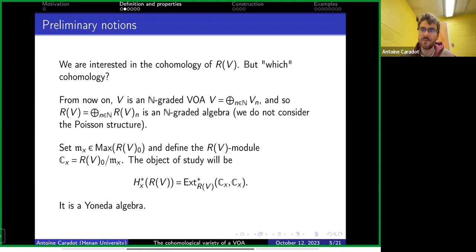Yes, it is the quotient of V sub 0. For example, if V is of a certain type, in this case the 0 homogeneous vector space is just spanned by the vacuum. In that case, you just have a one-dimensional algebra. Then it's just the field, and then MX will be just a point. There is no choice. In the examples that we will see, it will be exactly like that. There will be only one choice. It will be the point 0.